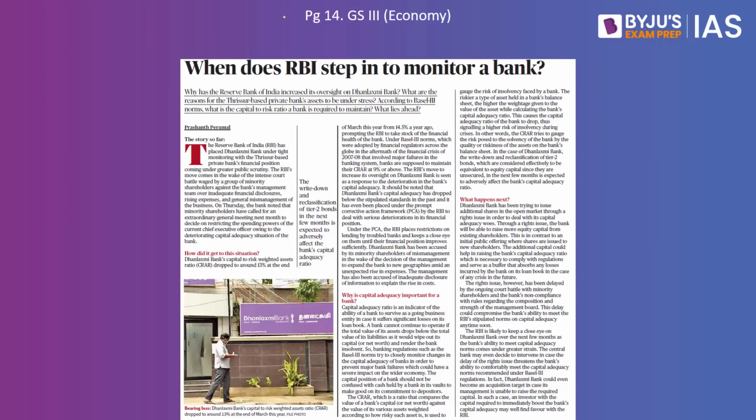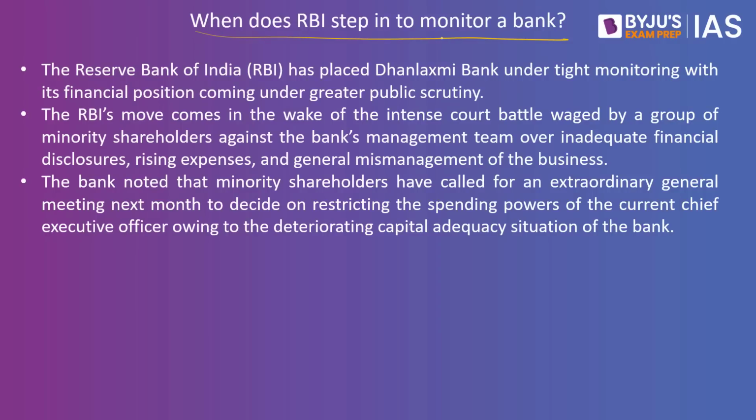Now let's take up another column from page number 14, which helps us understand Basel III norms, along with the role of the RBI in monitoring the financial stability of a bank. See, this topic is in news because recently the Kerala-based Dhanlaxmi Bank has been under a controversy as its minority shareholders have alleged that the bank's management has misused the funds of the bank, which has led to unnecessary operational cost and has eroded the bank's capital.